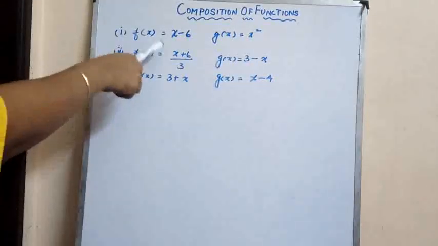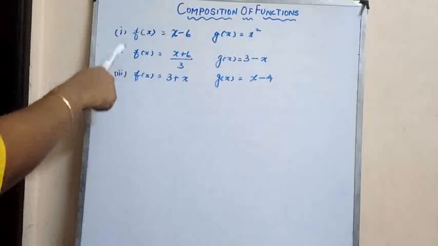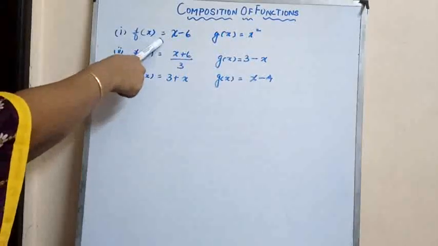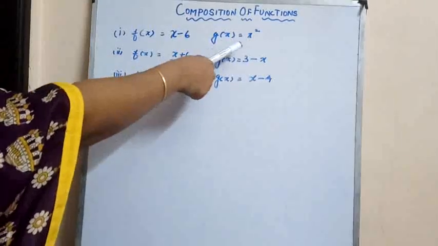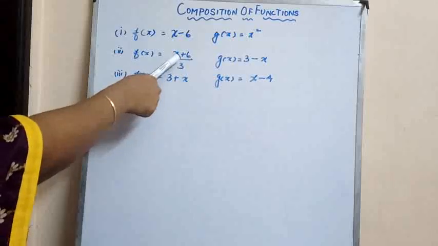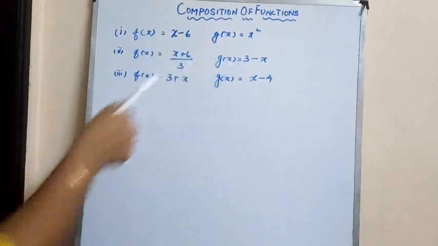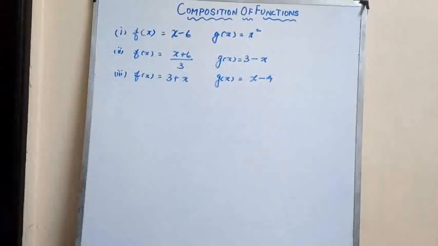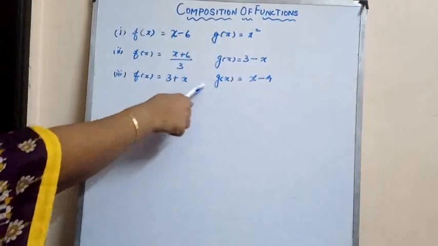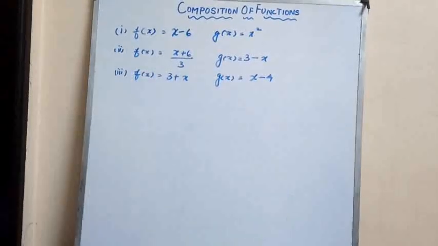So these are all for your homework. You can work it out and check your answers. f of x is equal to x minus 6, g of x is equal to x squared. The next question is f of x is equal to (x plus 6) by 3, g of x is equal to 3 minus x. The third question is f of x is equal to 3 plus x and g of x is equal to x minus 4.